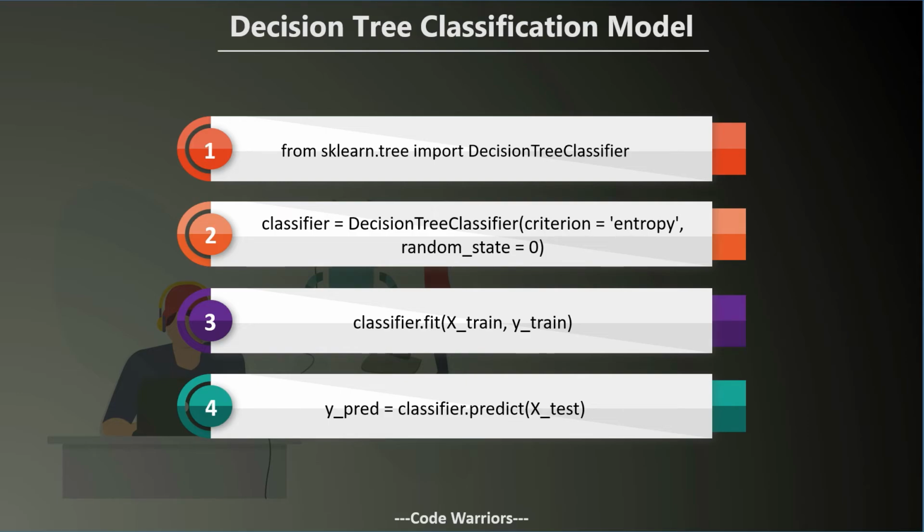Now the third step is to fit our model. We are going to use the fit method and pass our training data. After that, we are going to predict on the testing data, so we are going to use the predict method. So this is all about decision tree classification.